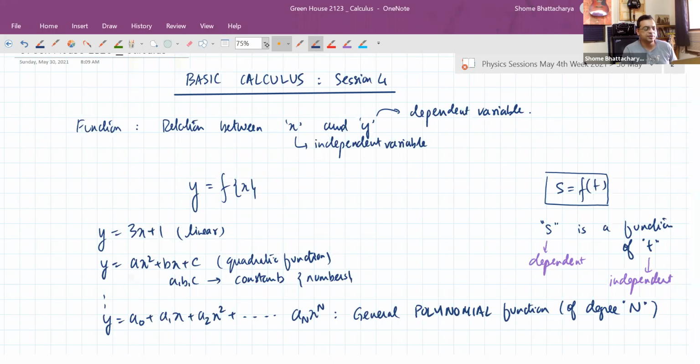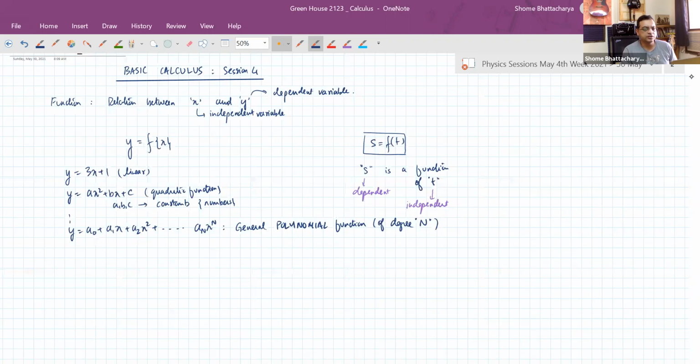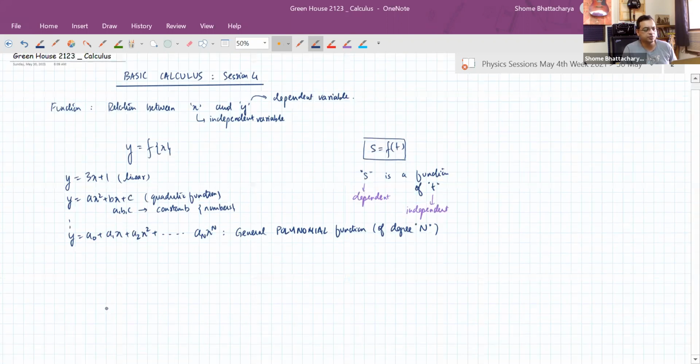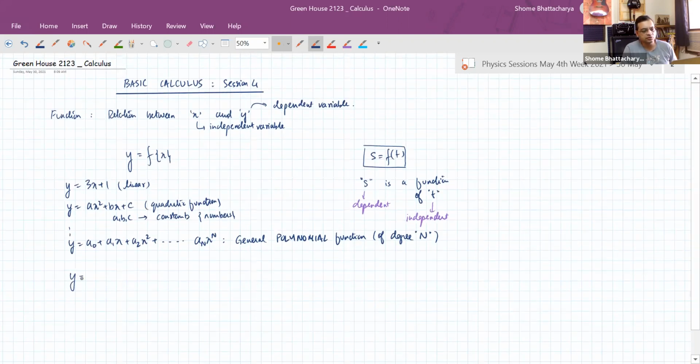Now algebraic functions need not be restricted to only polynomials. Algebraic functions could have different types of algebraic operations also. y is equal to square root of x, or y is equal to 1 upon x, or y is a combination of these things. It could be x square plus 1 by x square. So these are all examples of algebraic functions, and they all depend on algebraic operations.